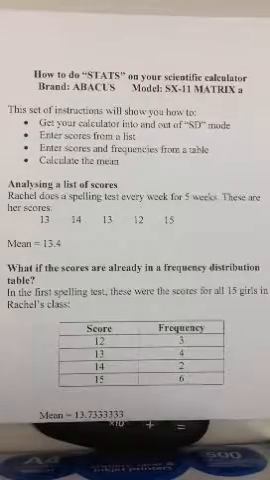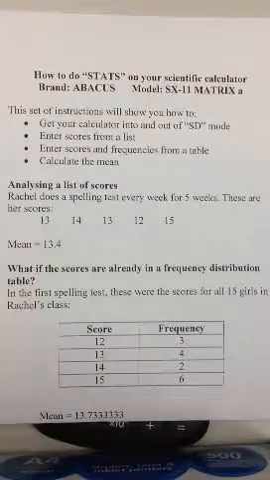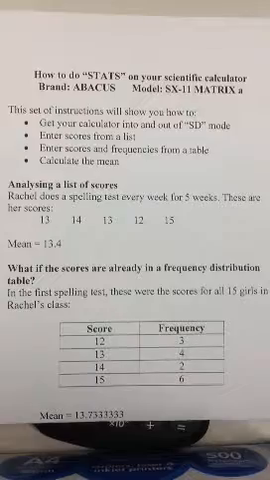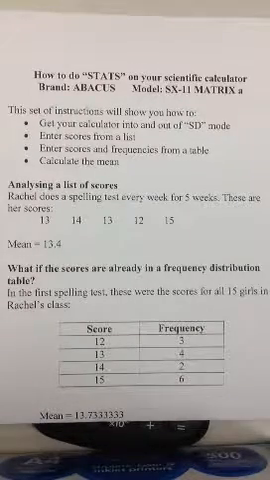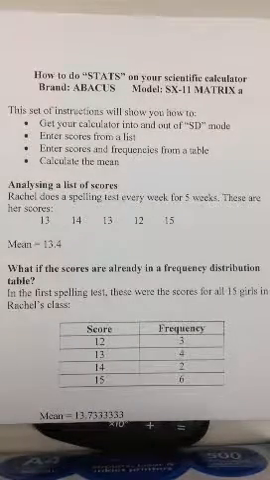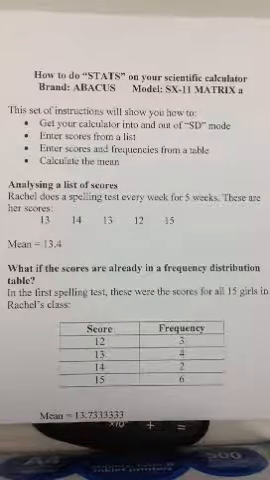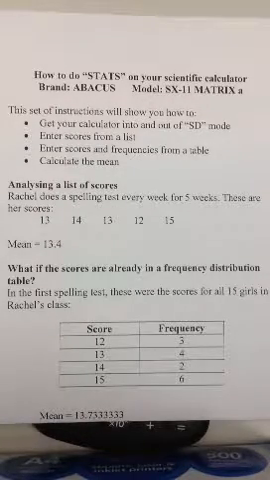This is just a short video to show you how to use your calculator in stats mode to calculate the mean. We're going to do it in two ways, from a list of scores and from data that's in a table. Okay, first of all, Rachel does a spelling test every 3 weeks for 5 weeks.